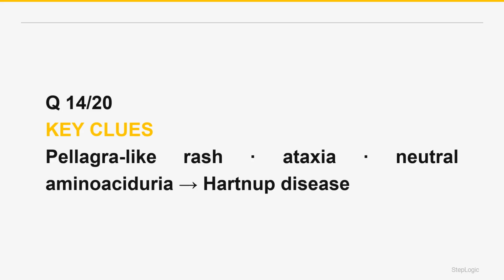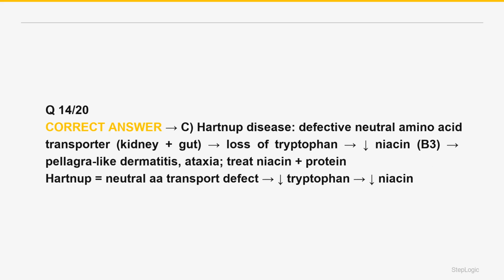This is Hartnup disease, an autosomal recessive disorder of amino acid transport. The defect is in the neutral amino acid transporter, the SLC6A19 transporter, in the proximal renal tubule and the small intestine, which normally reabsorbs neutral amino acids, including tryptophan. With the transporter defective, neutral amino acids are lost in the urine, neutral amino aciduria, and poorly absorbed from the gut. The correct answer is C.